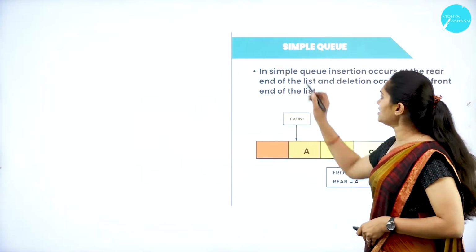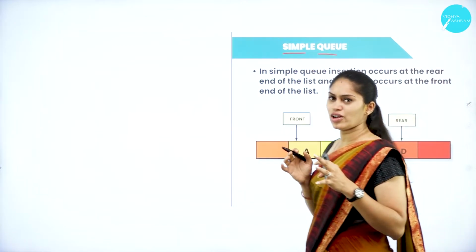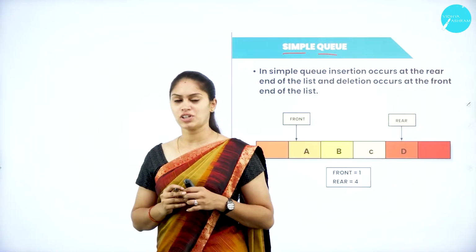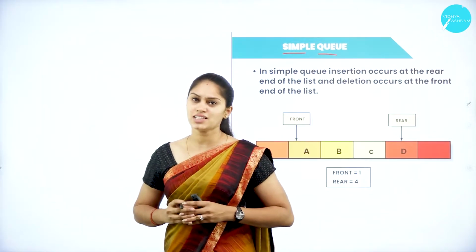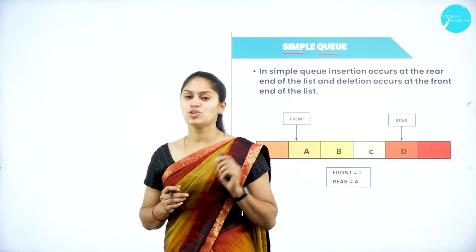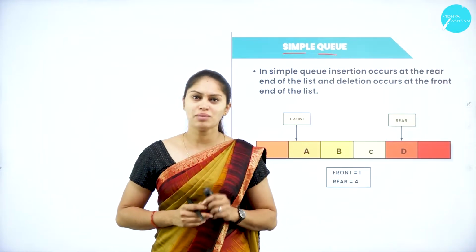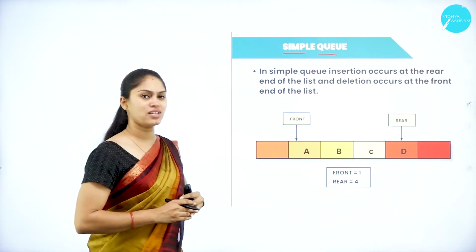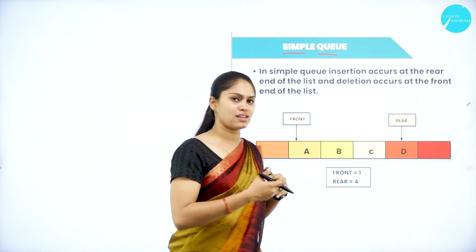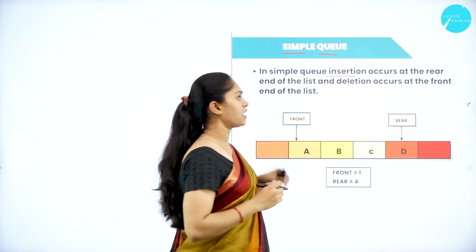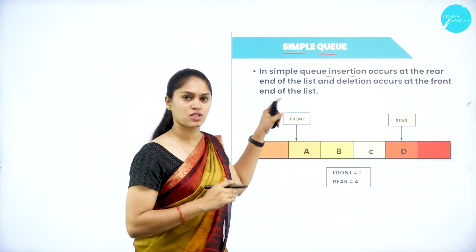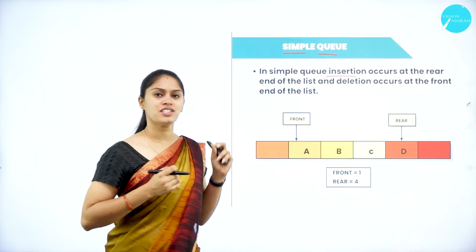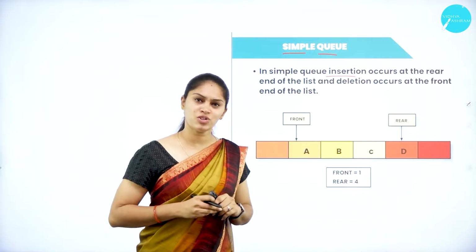Now we'll see the simple queue. You now know the mechanism of the queue, how it inserts and how it deletes. The front end is used to delete and the rear end is used to insert an element. So the first type of queue is the simple queue. In a simple queue, insertion occurs at the rear end. It has only 2 ends, the rear end and the front end. The rear end is used to insert an element into the queue.